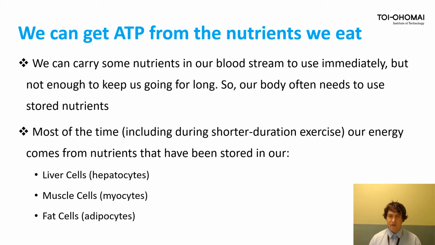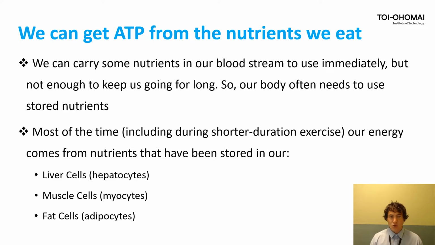We can get ATP from the nutrients that we eat. On a side note, macronutrients, which you've probably heard about, provide us with energy, whereas micronutrients don't provide us directly with energy, but give us the tools to help the body function and run correctly. We are only looking at macronutrients in this topic.